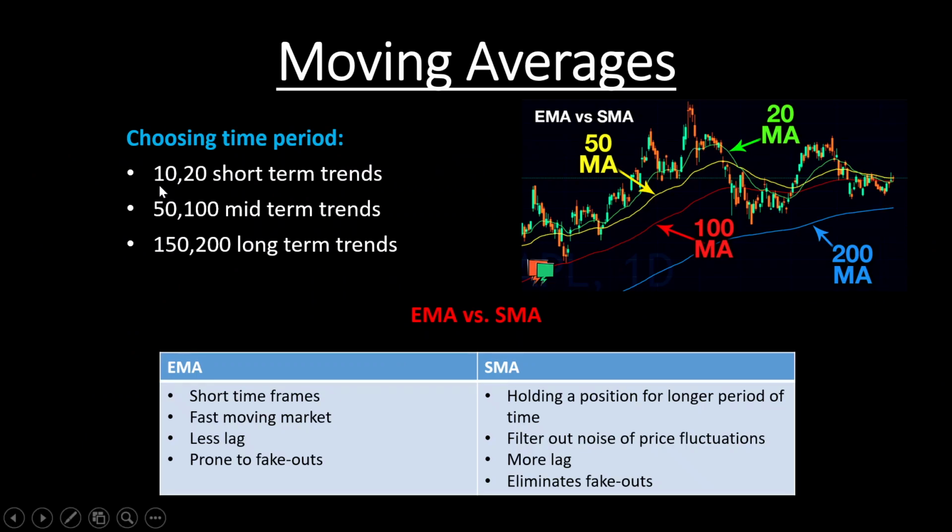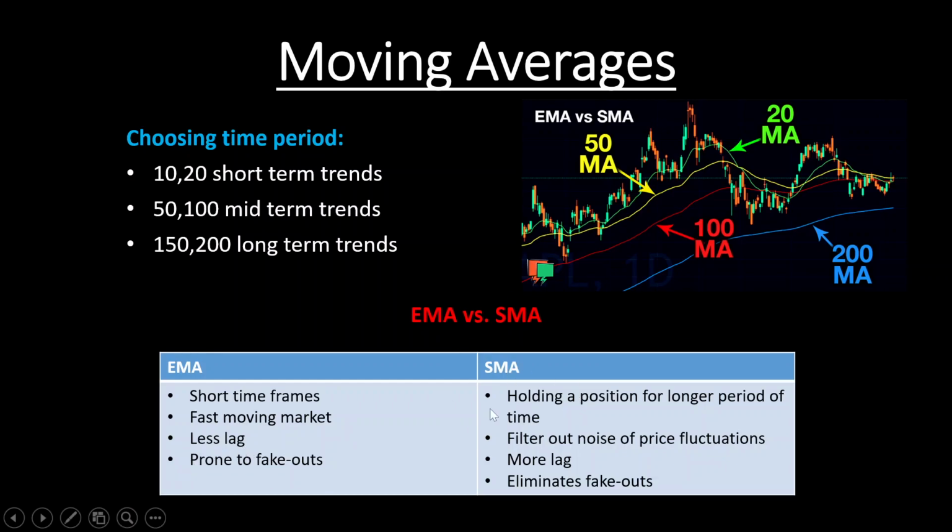So moving averages, choosing time period. Generally a 10 to 20 moving average is for short-term trends, 50 to 100 mid-term trends, and 150 to 200 long-term trends. So quick, just EMA versus SMA. Exponential moving averages are for short time frames. For fast-moving markets, they have less lag but are prone to fake outs.